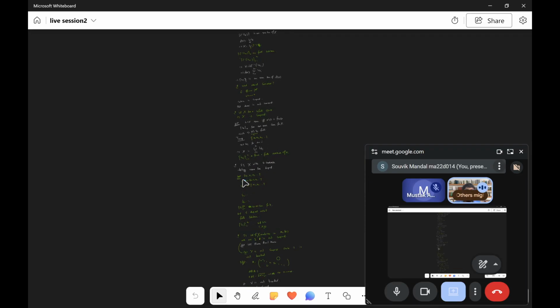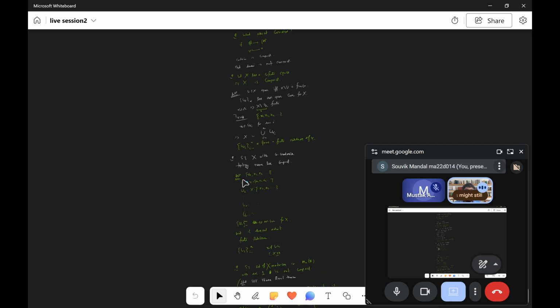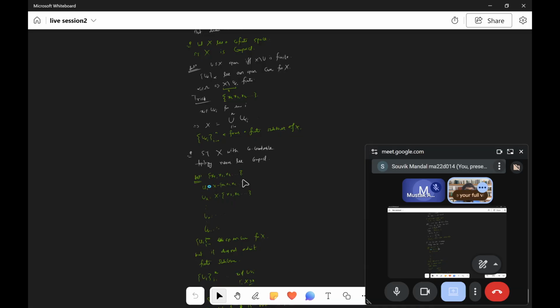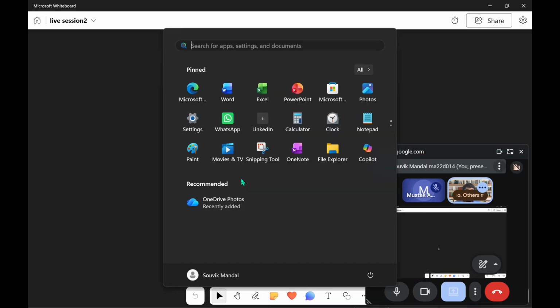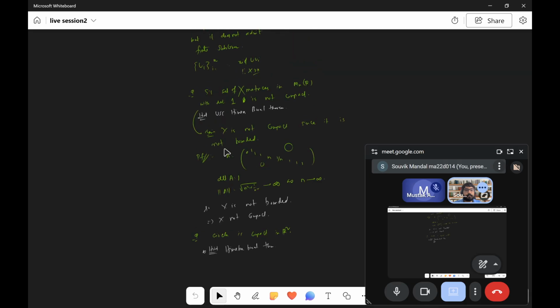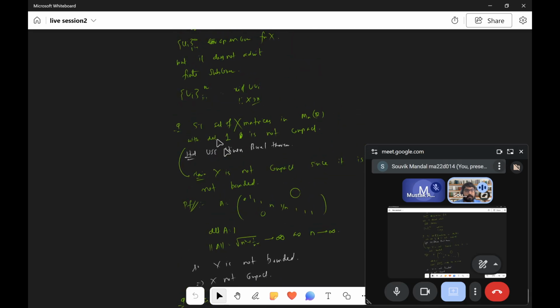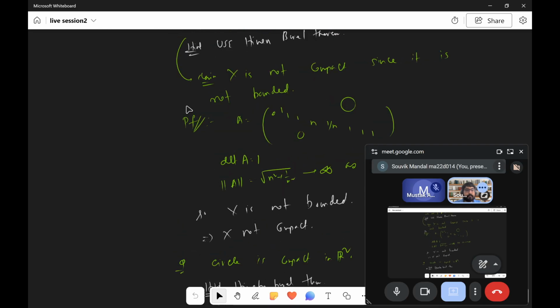Mustaq, is the screen visible properly? Can you please confirm? Hello? Is the screen visible? Can you please confirm? Yes. Okay, thank you, Mustaq, for confirmation.